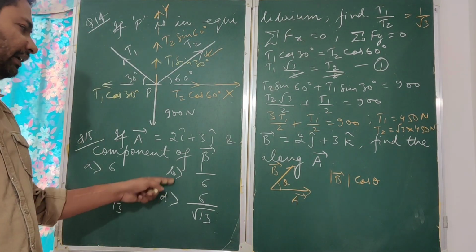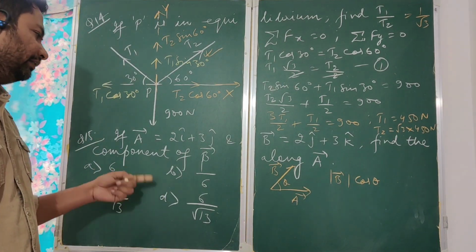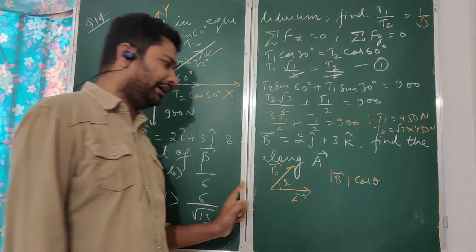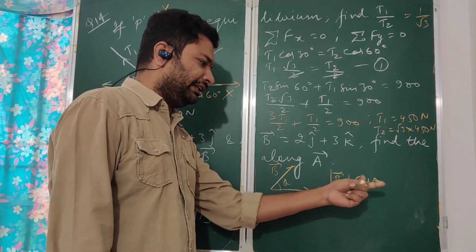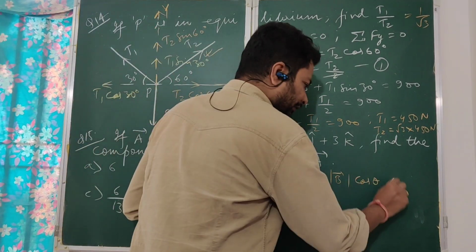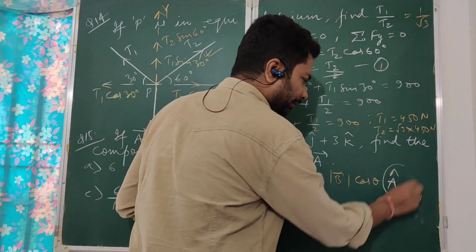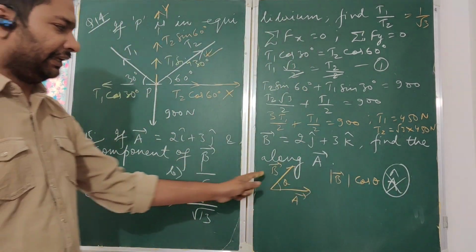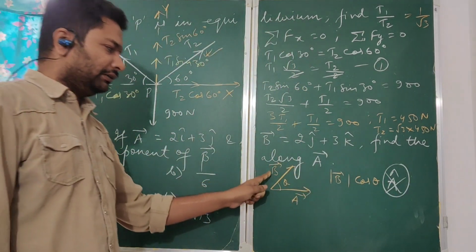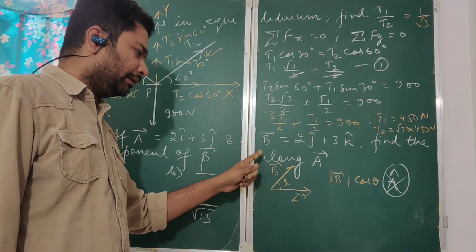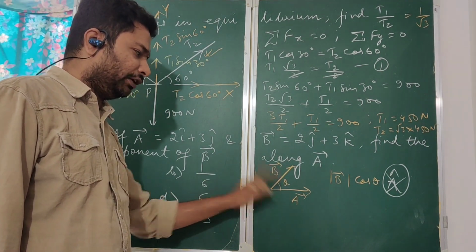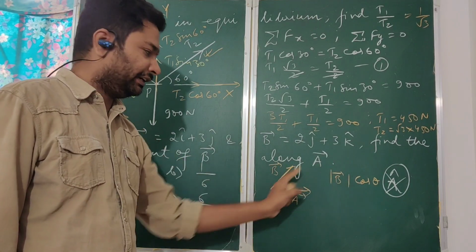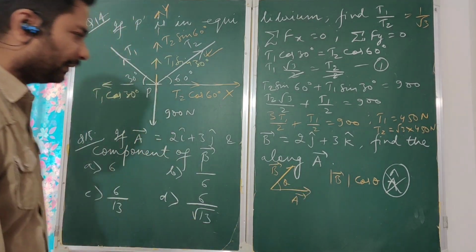But here they are asking us to determine only the magnitude, not the vector form. If they would have asked for the vector, then I would have written here additionally, this is in the direction of a cap. But they have not asked direction, so we won't be using this. We will take only the magnitude of b vector. So what is the component of magnitude of b vector along the direction of a vector? It will be magnitude of b vector cos theta.